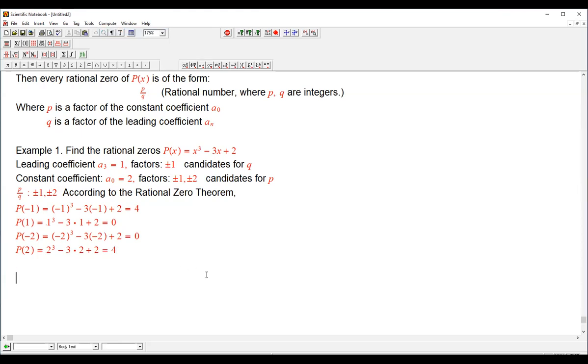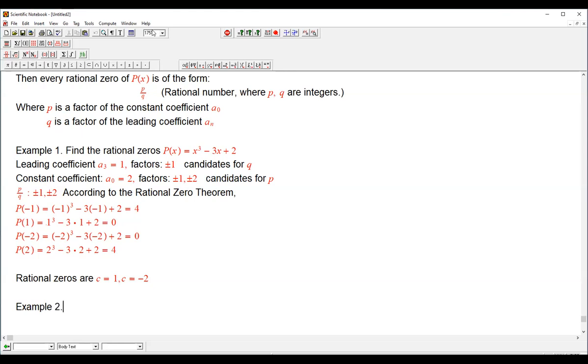So the rational zeros in this case are c equals 1 and c equals -2. We got 2 rational zeros. This is how we apply rational zeros, by trial and error. But once we find these rational zeros, what do we do with them? Let's look at another example.